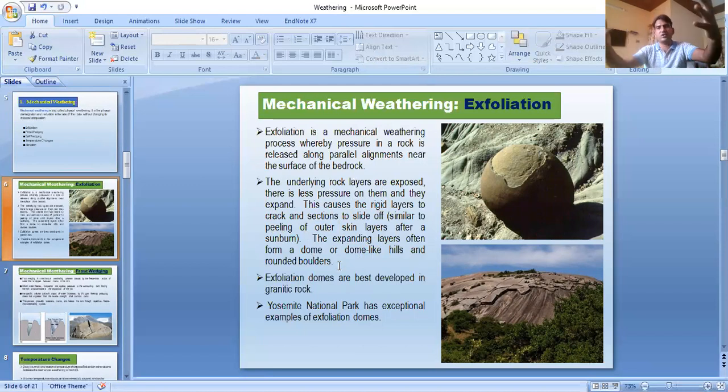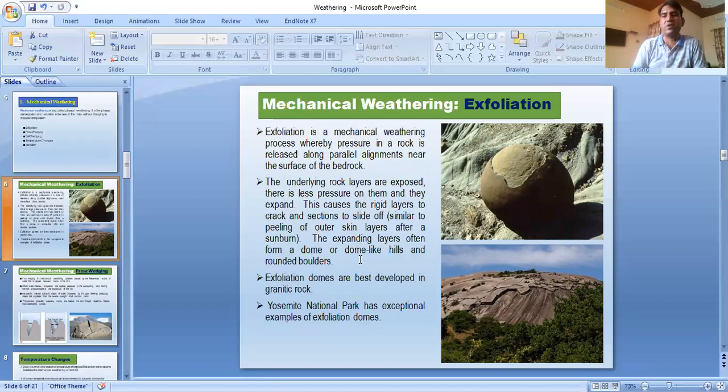As I told you before, the outer layer is removed because of changes in temperature or other climatic agents. The upper layer has been weakened, so it is removed. It's similar to an onion, where you just remove the upper layer. So the rocks take the shape of a dome. You have a dome, hills, and rounded boulders.